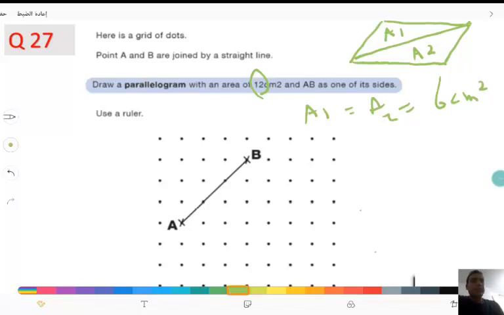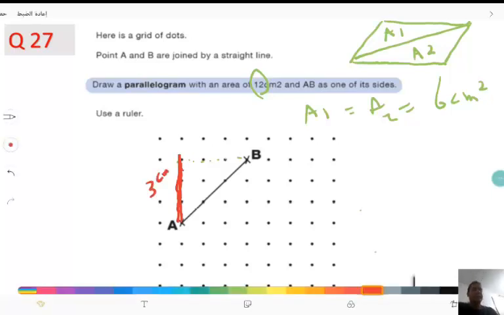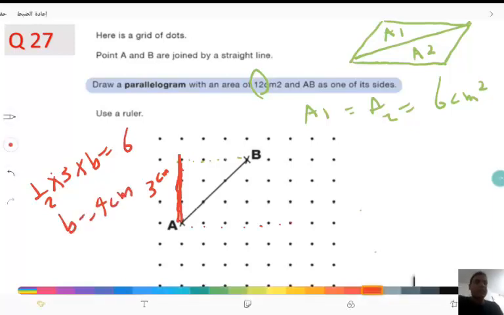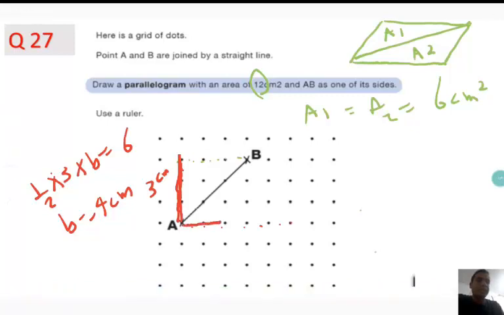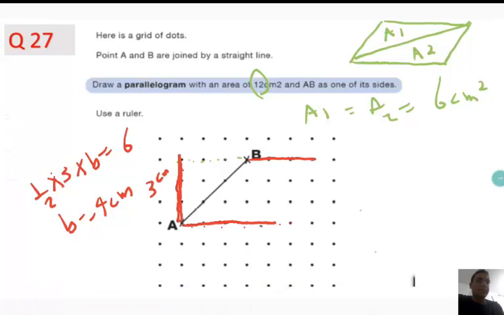So here the height, let me draw the height of each triangle. It will be 1, 2, 3 centimeters. This is the height. We need to find the base. So height 3, half times 3 times the base equals 6. That means the base is 4 centimeters. Now let's draw the base from here, 4 centimeters. 1, 2, 3, 4. And the top line is the same length, 1, 2, 3, 4.